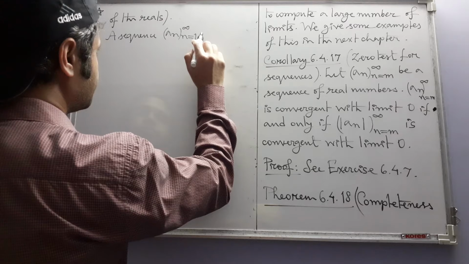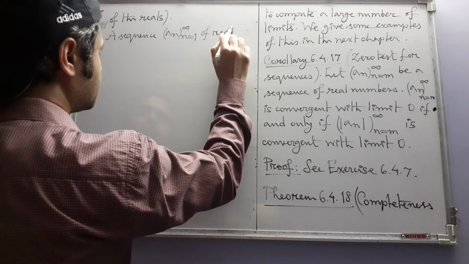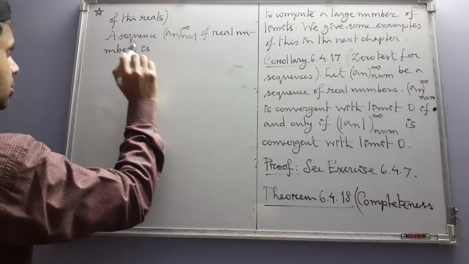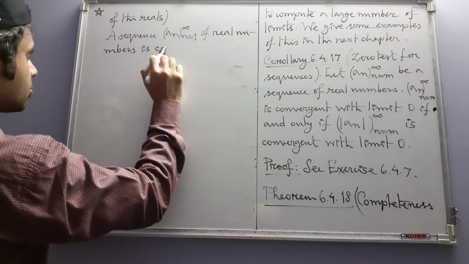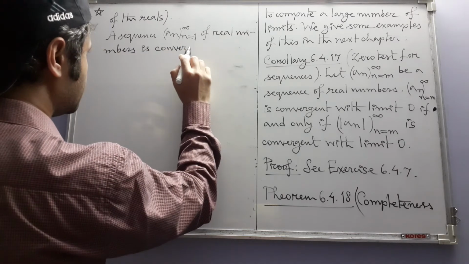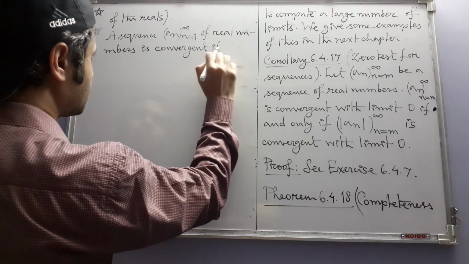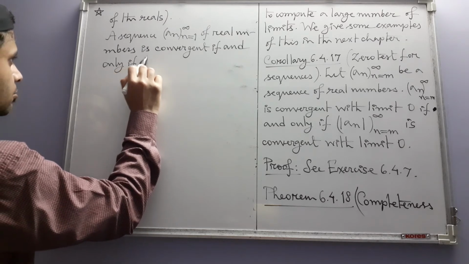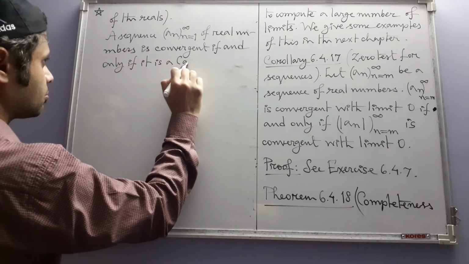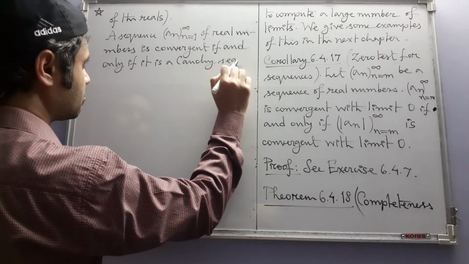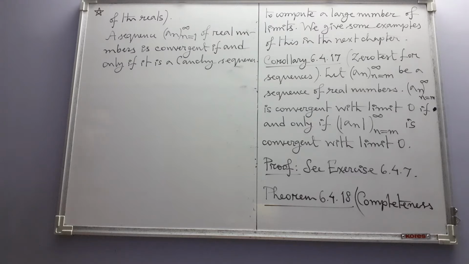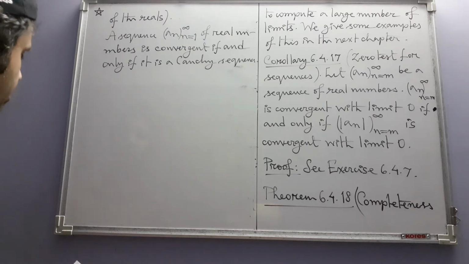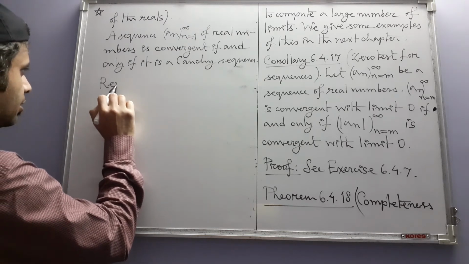A sequence of real numbers is convergent if and only if it is a Cauchy sequence. Now, immediately after the theorem there is a remark, and after that we have the proof.